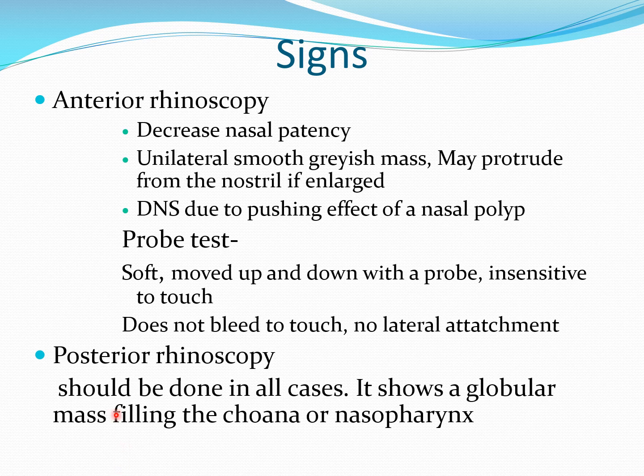Probe test is mandatory to differentiate it from turbinate hypertrophy and angiofibroma. Because it grows towards the choana, the posterior aperture of the nasal cavity, it hangs into the nasopharynx. Posterior rhinoscopy is mandatory. So if a patient comes to you with a unilateral nasal mass, posterior rhinoscopy is mandatory to see the polyp inside the nasopharynx.